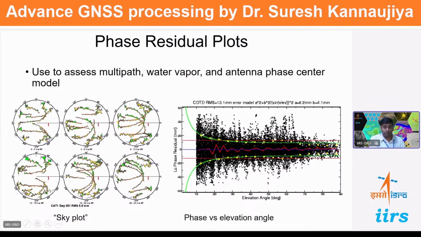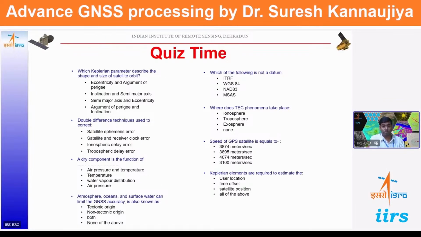And this is the phase residual plot. This is how we can see how it is getting constrained for different elevation angles. We can see that.